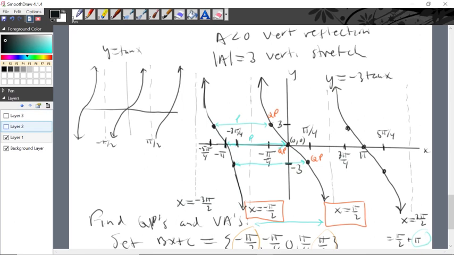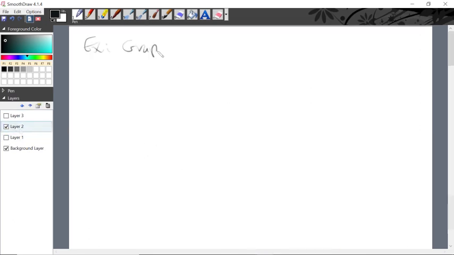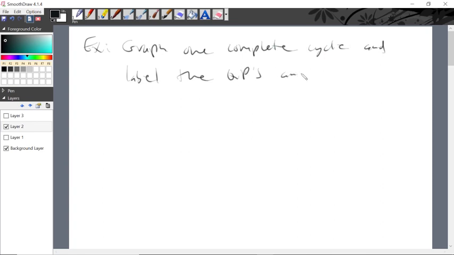Okay, let's try another example now. Let's do this. Graph one complete cycle and label the quarter points and vertical asymptotes. y equals the tangent of 2x minus pi over 2.